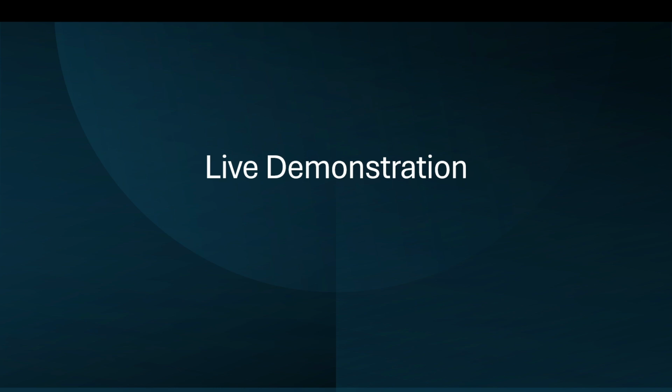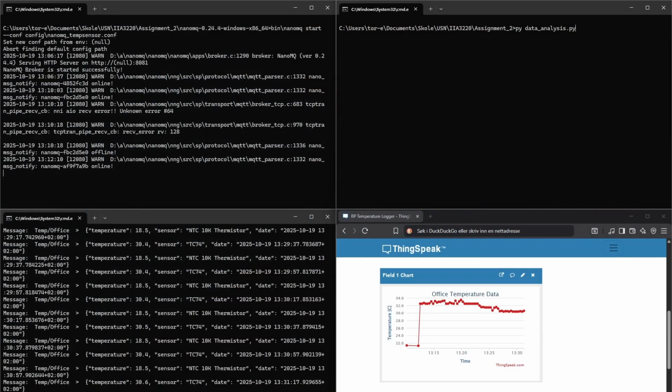Okay, live demonstration. You can see here, I've already started the system. You can see it's running right here. We have the MQTT broker here, which has acknowledged that it has connected to different clients. Then we have here the slave, which just prints what it receives.